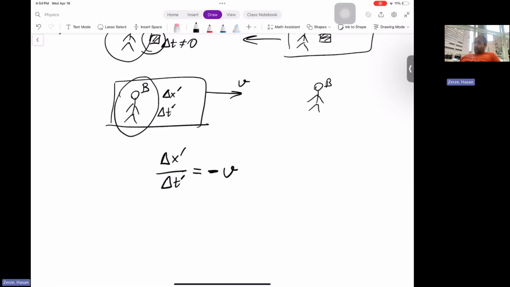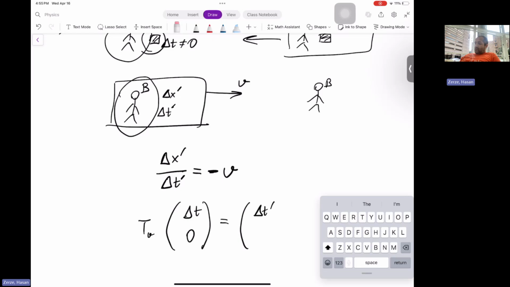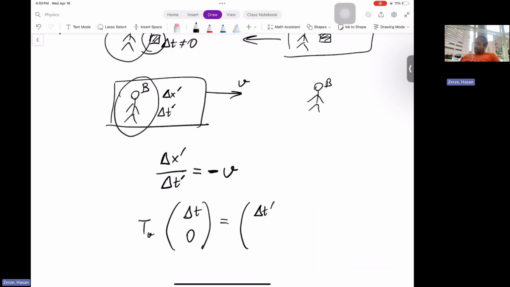With this clue, what we can do is the TV applied onto delta t, which is non-zero, but delta x being 0, must be equal to, now, some delta t prime and negative v times delta t prime, because delta x prime is equal to minus v times delta t prime.